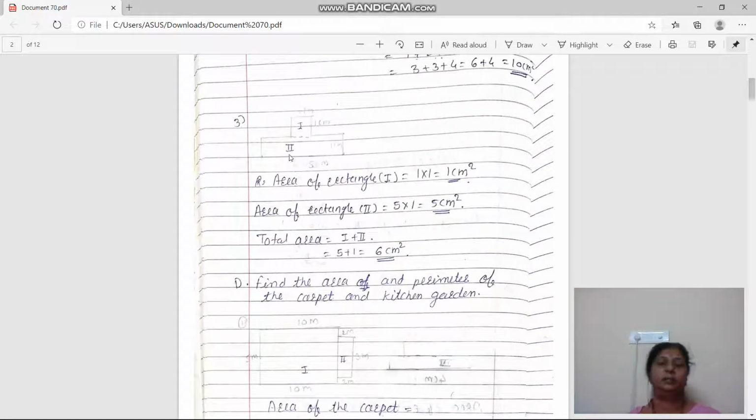See, this is a simple example. So it is split up into two, this smaller one and this. Okay. So area of first rectangle is equal to 1 into 1, that is 1 centimeter square. Area of second rectangle is equal to 5 into 1, that is 5 centimeter square. So total area is equal to 5 plus 1, that is 6 centimeter square. Get it? Now let's start the question D.